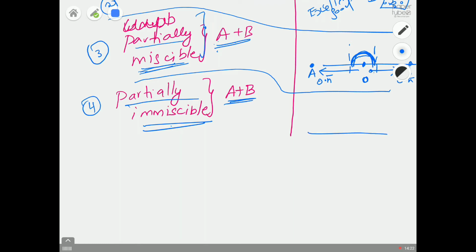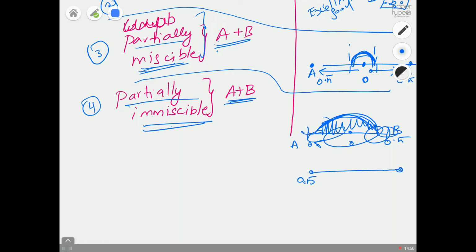So let's put some line again. Let's put the scale 0 to 0.5, 0 to 0.5. This is A, this is B. Most of the time they are miscible, say this type of blob. Instead of the blob, we can just mention, say, 0.5. This is B, this is A, this is your middle point. So most of the time, they are immiscible, from here to here, and when exceeding some fraction, they become miscible.